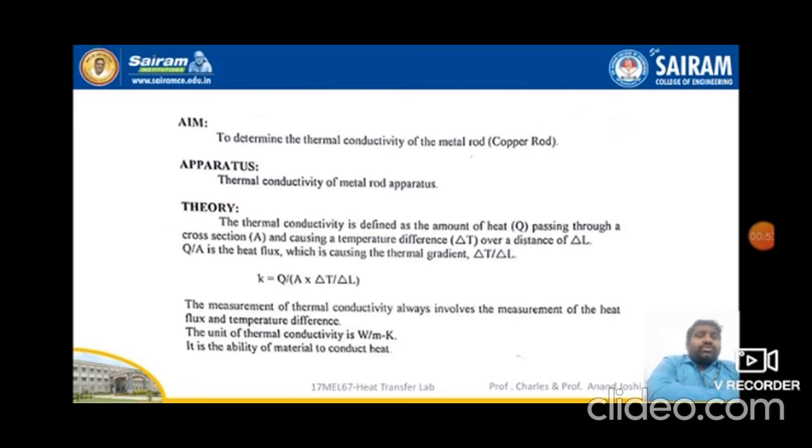So K is equal to Q by A into delta T by delta L, where Q is the rate of heat transfer, A is the surface area, delta T is the temperature difference, and delta L is the thickness.